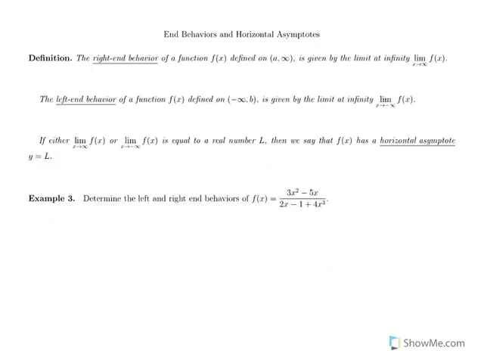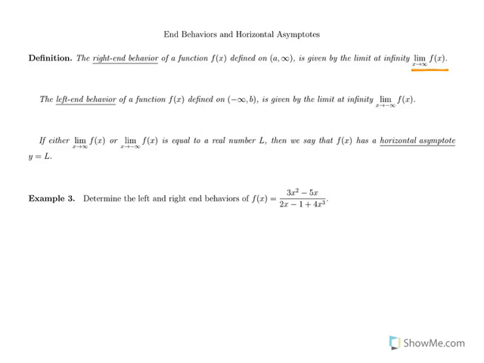All right. Next thing we're going to look at is end behaviors and horizontal asymptotes, something that we've already brought up in the last 2 sections, in the pre-calc review and in section 1.7. Now we're going to define end behavior as limits at infinity. So the right end behavior of a function, as long as we're defined on an interval going out to infinity, is given by the limit as x approaches infinity of f of x. So this is going to be our right end behavior.